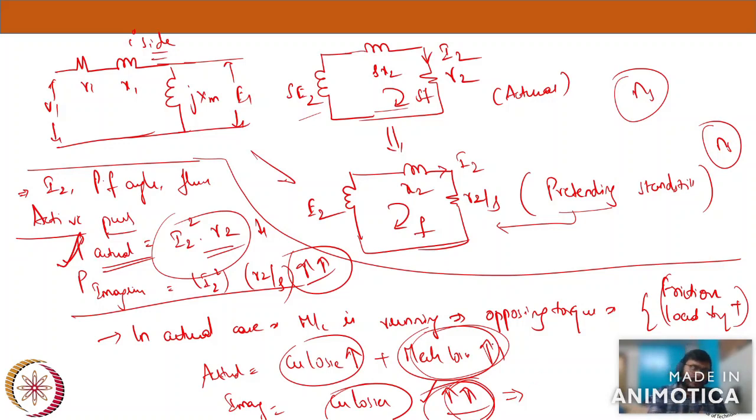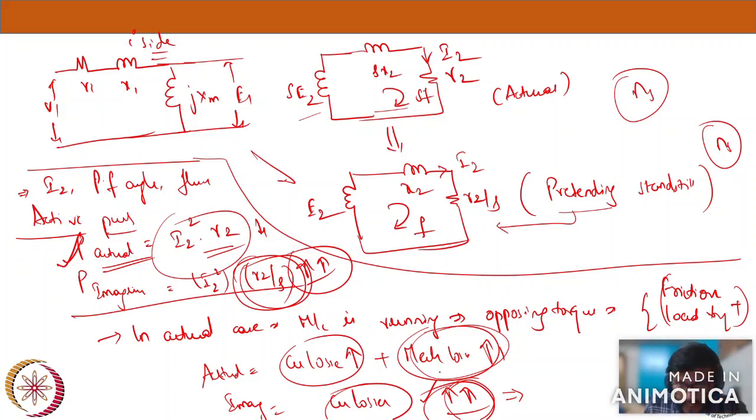So that's what, even in this case, the active power balance can be seen here, and hence my R2 by S, in the imaginary case, will take care of both the copper losses locally in the actual machine and also the mechanical power in the actual machine. That's how we can satisfy our fact, that both circuits are equal in every respect.